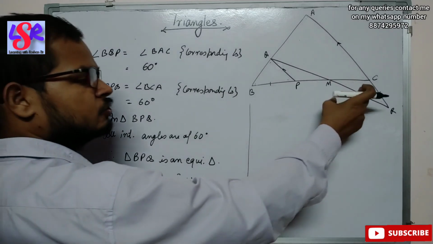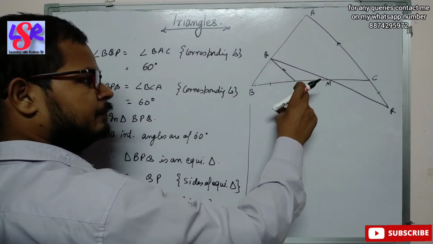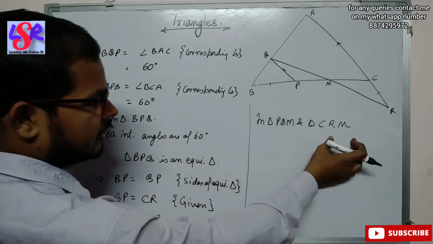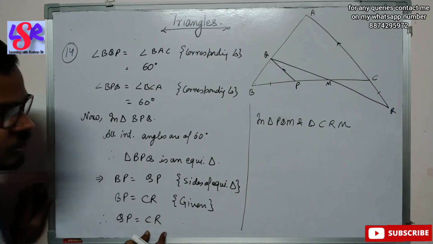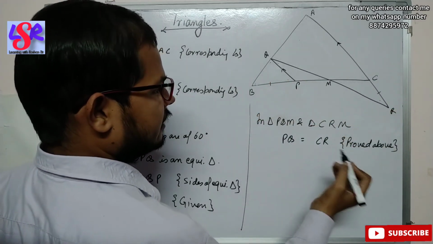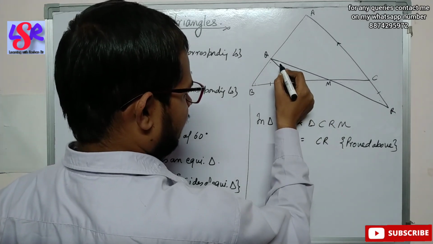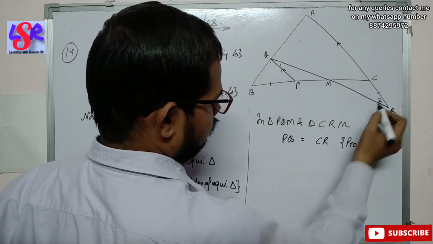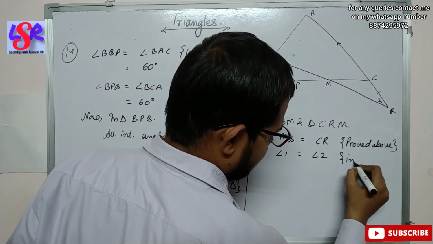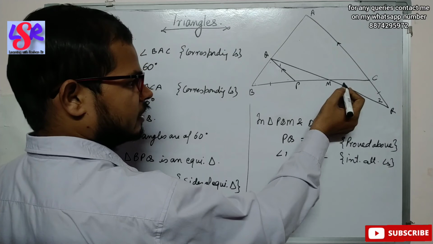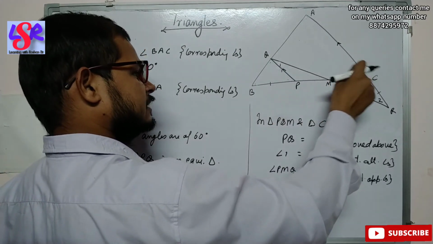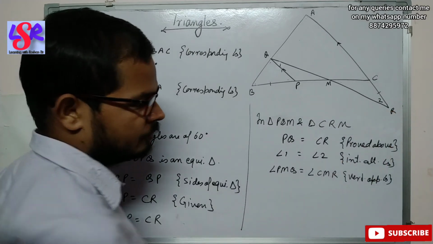Now we can prove these two triangles congruent. So in triangle PQM and CRM, from these two triangles, we can use this QP equals to CR proved above and this angle equals to this one by interior alternate angle. Let this one be angle number 1 and this one be angle number 2. So angle 1 equals to angle 2, interior alternate angles. And this angle equals to this one, vertically opposite angles. That is angle PMQ equals to angle CMR, vertically opposite angles.